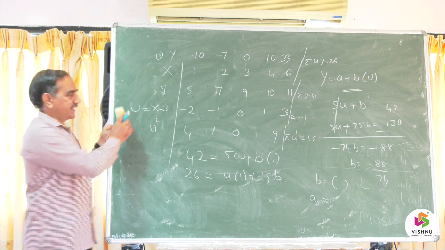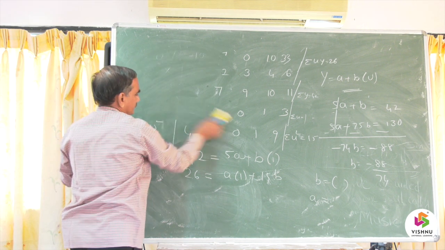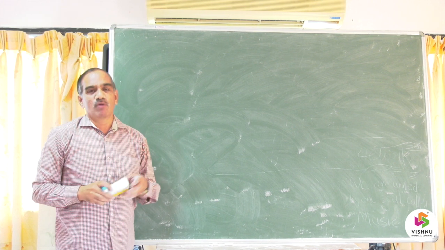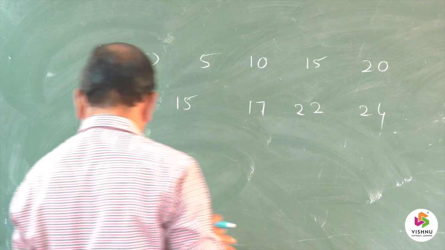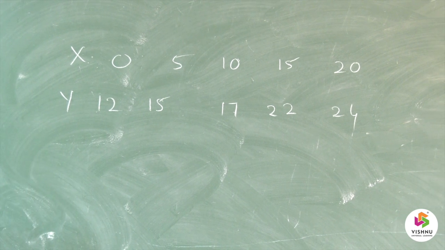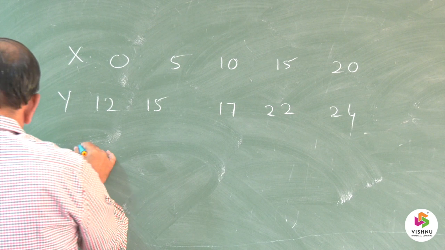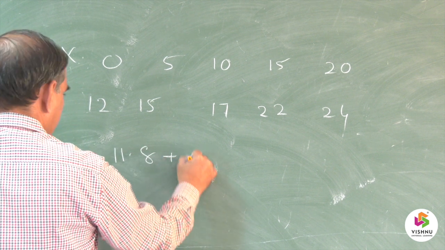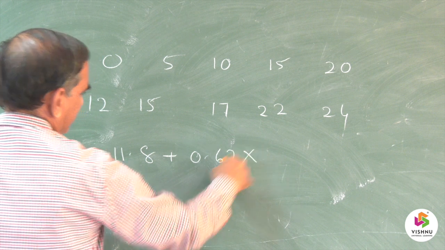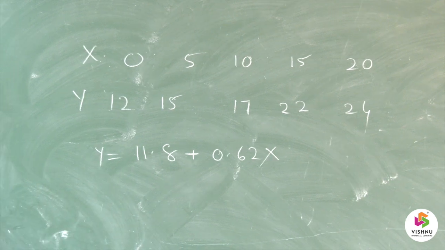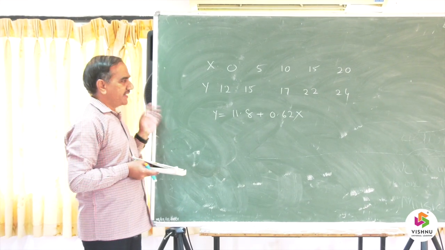Let us take one more example. This time I will give you the data. You can solve the problem as an assignment. Please solve the problem as an assignment. Finally, you will get the answer as y is equal to 11.8 plus 0.62x. If you have any doubts, I will clarify later. You just try to solve the problem. It is an easy method.